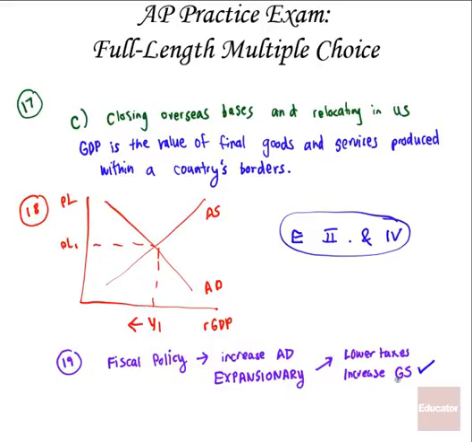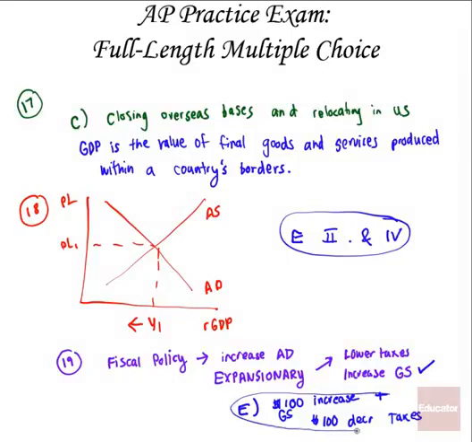Again, that being said, what's going to cause the greatest increase in aggregate demand? And that would be E, which would be $100 increase plus $100. So this is government spending, $100 decrease in taxes. So the answer to 19 is going to be E. Again, B is going to help out, C is going to help out, and even D is going to help out, but E has the greatest impact on increasing the aggregate demand.